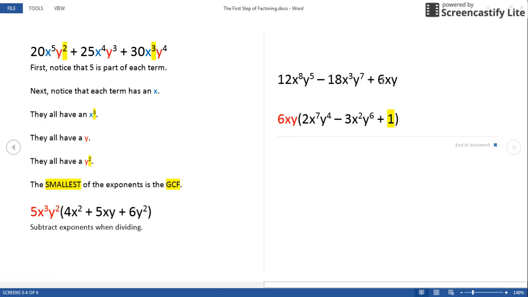Now, on the very back, if you divide something by itself, you would get 1 as the result. Very common for people to forget to put that 1. You have to have the 1 because remember, when we multiply it back out, we want to get back where we started from. If we don't put that 1, then we would not be able to multiply back into the parentheses and get this 6xy at the back. So we have to have that 1 as part of it. The first step of factoring is to look for a greatest common factor, something that is part of every term. For the variables, it's actually the smallest of the exponents that is the greatest common factor.